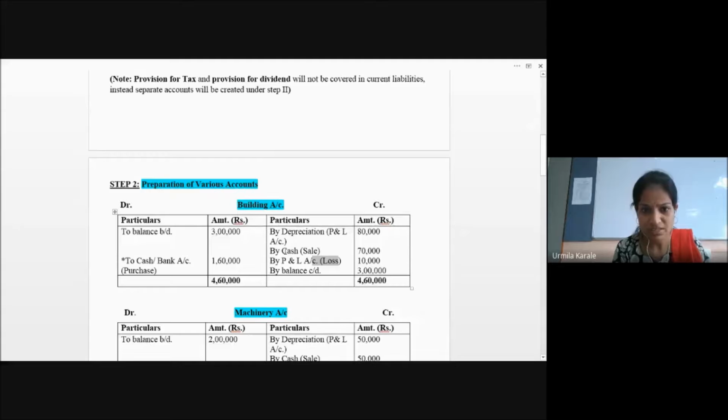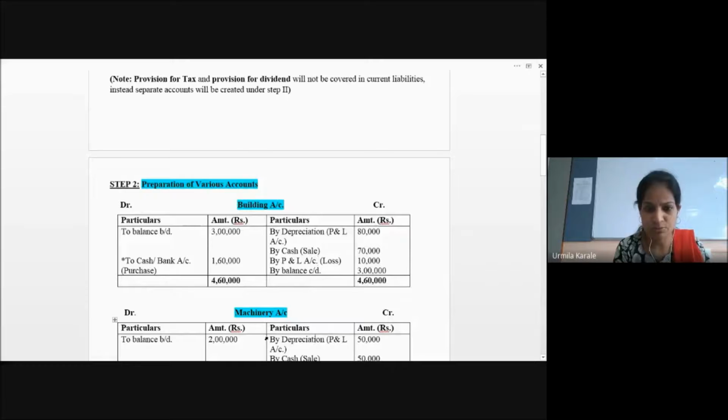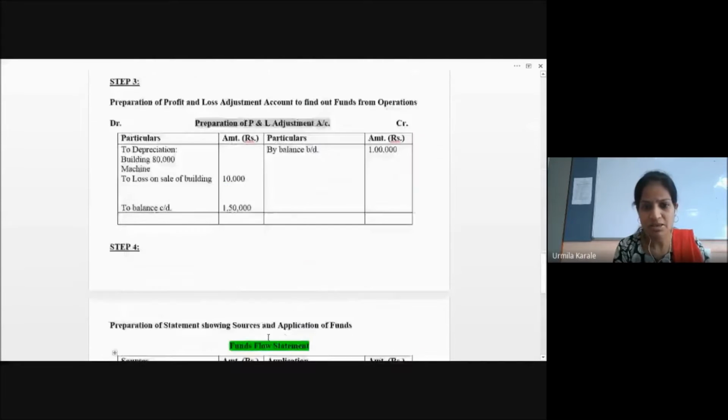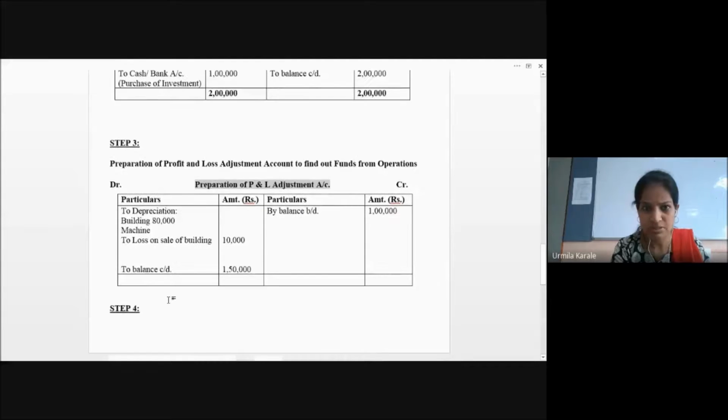Now take the cash amounts. Sale kiya means you will get the cash. This has to be shown on the sources side. So on the sources side, sale of building 70,000, fund flow. All cash and bank amounts go in the fund flow. You will receive the money by selling the building. So sale of building 70,000, you are receiving cash of 70,000.